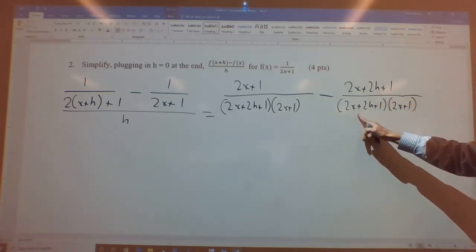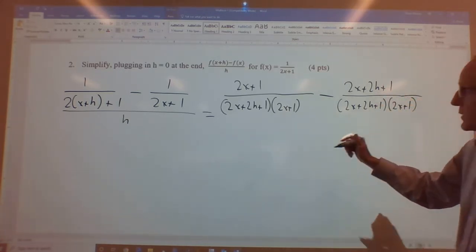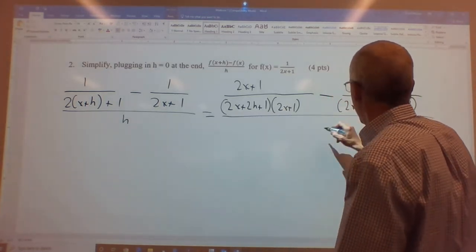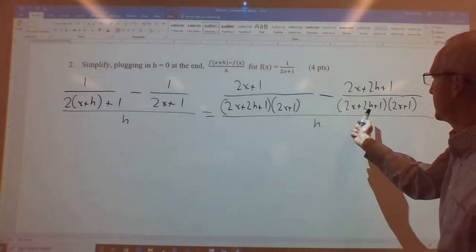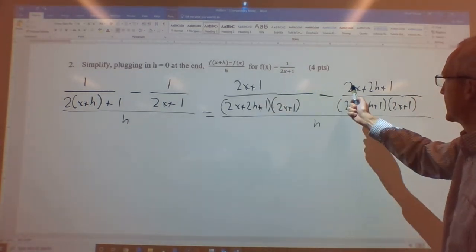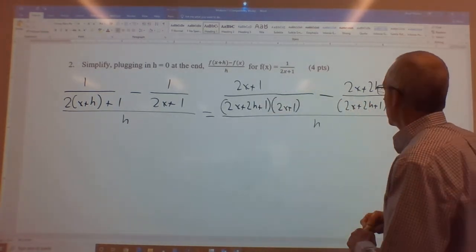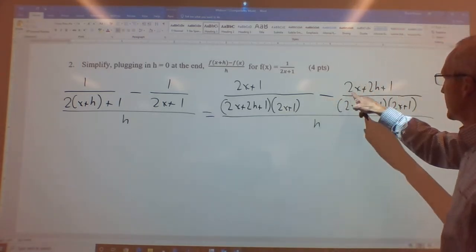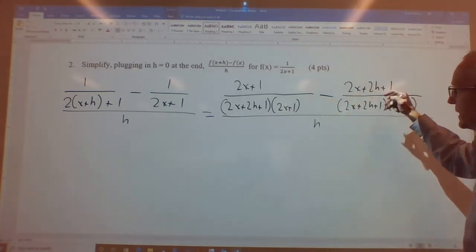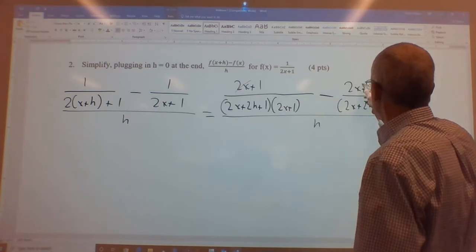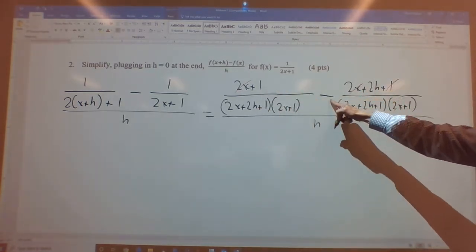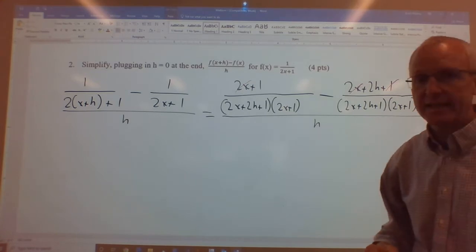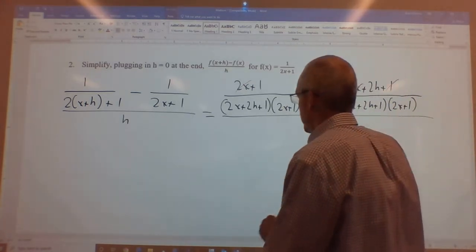So again, these cancel, so we're left with 1 over 2x plus 1, so we did it right, all over h. Now we just subtract the tops because they have the same denominator, so we can go this minus that. And notice, everything over here is negative. So the 2x takes away the 2x, the 1 minus 1 goes away. All we have left is a negative 2h. A lot of people lost that negative there. We have a negative 2h left at the top.